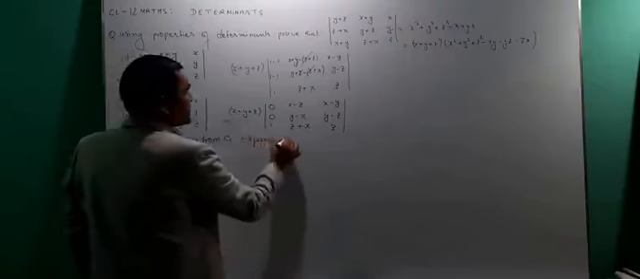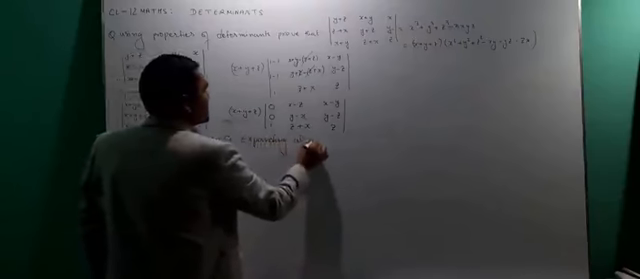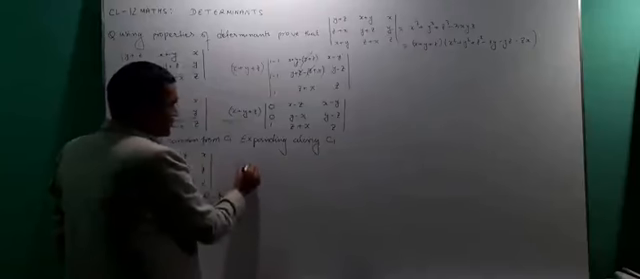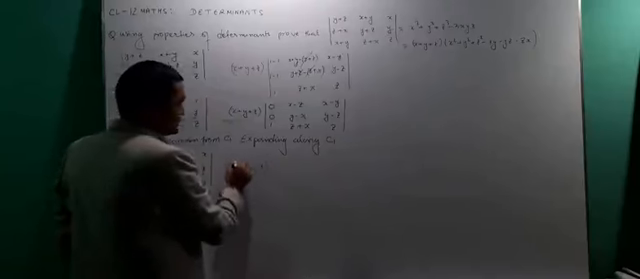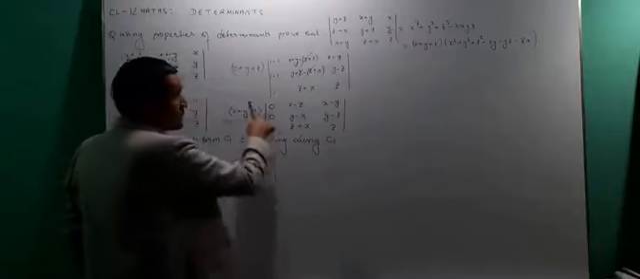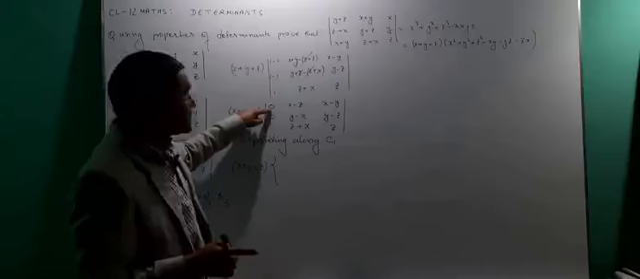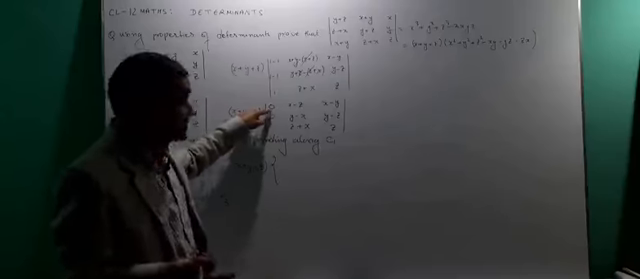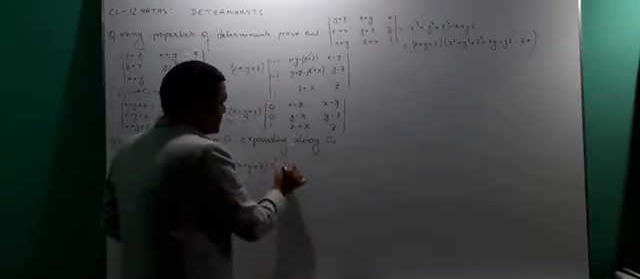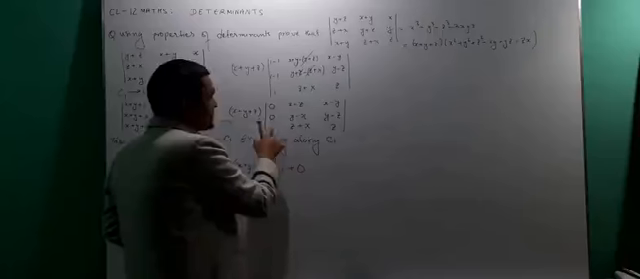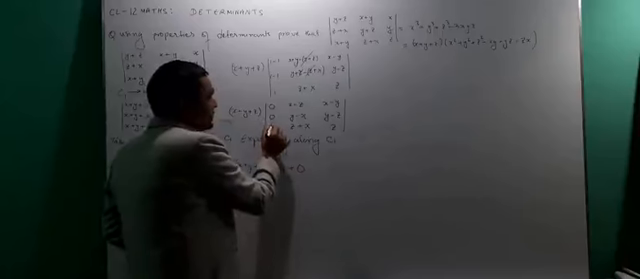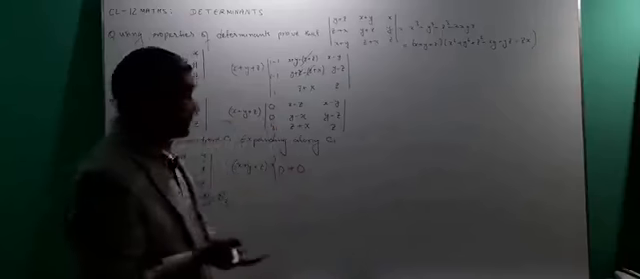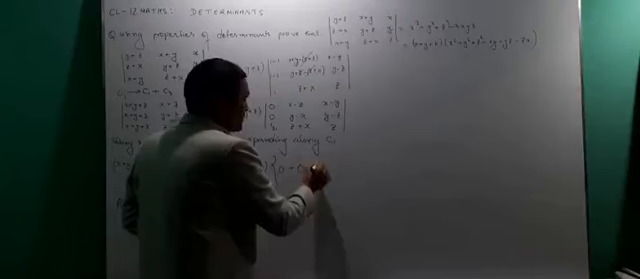Expanding along C1: x plus y plus z. Now we are not going to do it for these two elements, because 0 multiplied by any factor is 0, so this is 0 and this is also 0. Then what is the sign of this one? This is third row, first column. 3 plus 1 is 4. 4 means even. Even means the sign is plus 1.